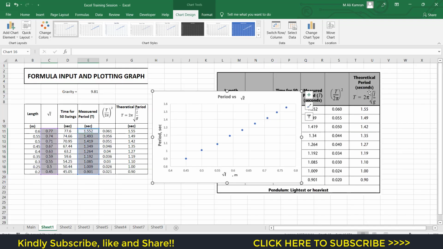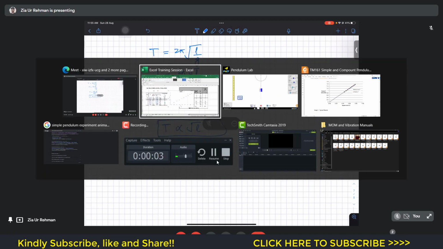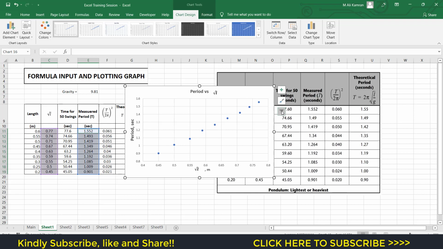Now, sometimes when we perform an experiment, we want to see the trend. So we want to fit a curve in our experimental data. Now we want to fit a straight line, since we know that this t is directly proportional to the square root L. So we need to have a straight line. So let's fit a straight line in this data. How to fit a straight line? Click on this plus and we have trend lines. If I click on this trend line, we will have that straight line, right?